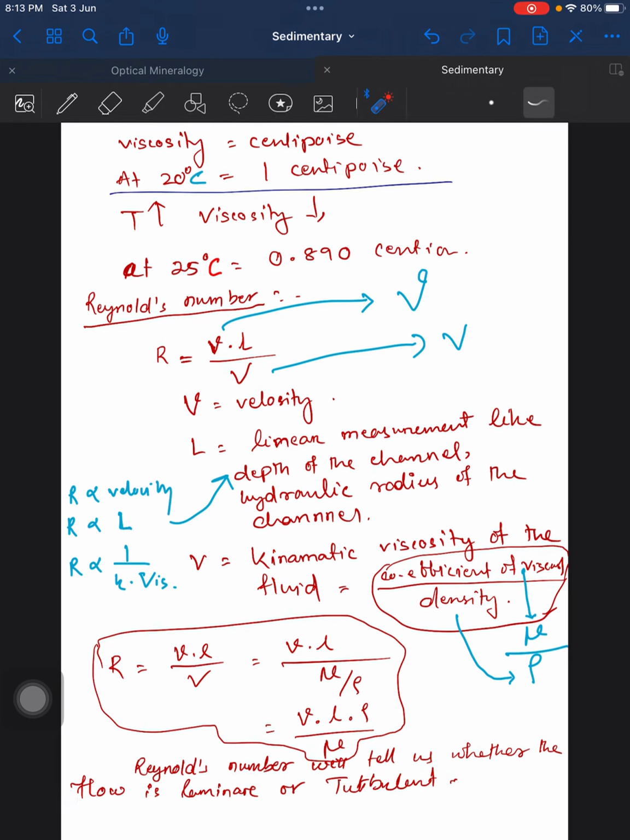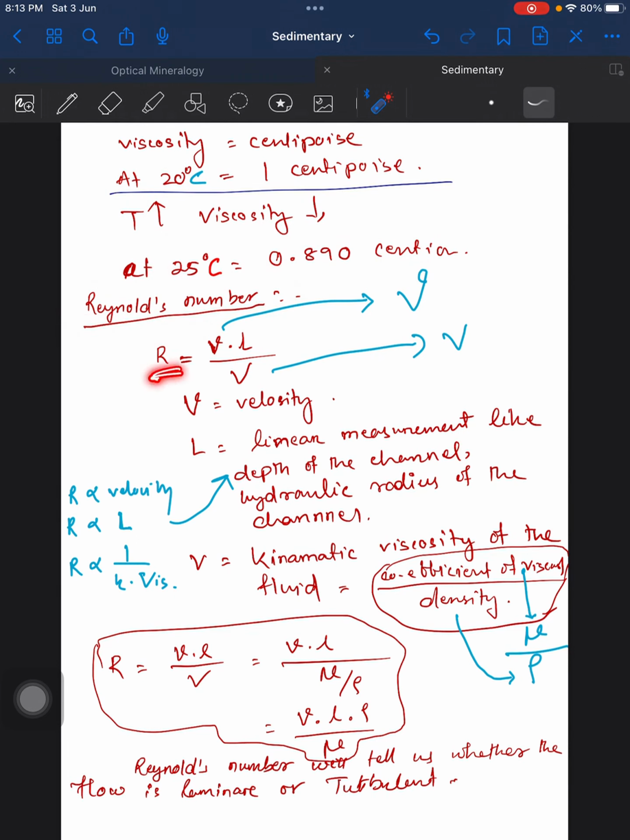So viscosity, generally the unit is centipoise. At 20 degrees centigrade the viscosity is 1 centipoise, and if you increase the temperature, then the viscosity will decrease, you know all that. At 25 degrees the viscosity of the water is this much in centipoise, generally. So right now we will be moving into the Reynolds number.